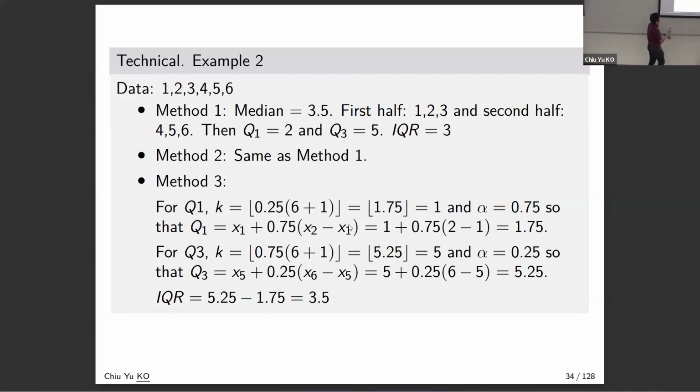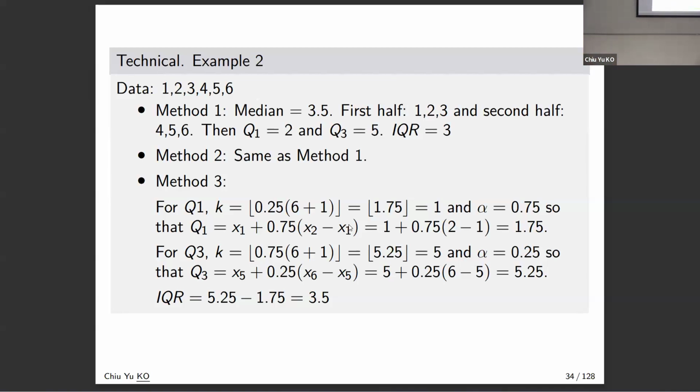And Q3 will be, first, 3/4 of 7, which is 5.25, right? So you take 5 and the remaining quarter there. So you take x5 and a quarter of the distance, right? So this gives you 5.75. So this is 3.5.